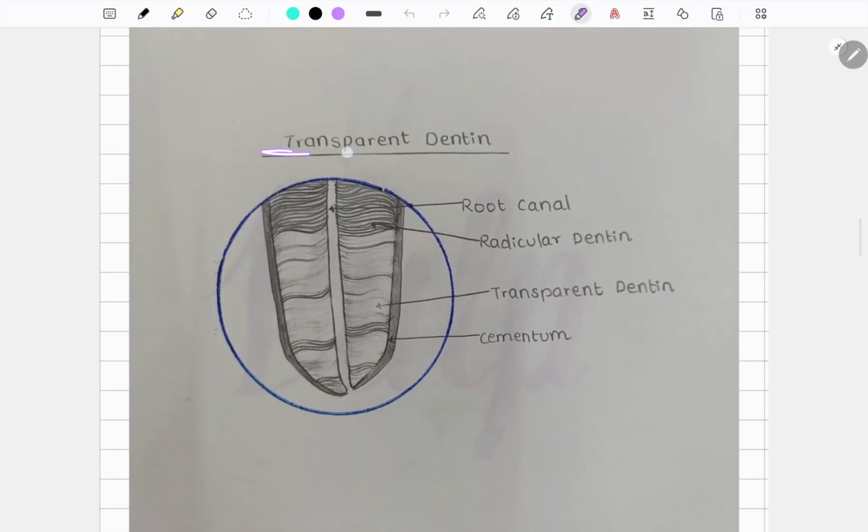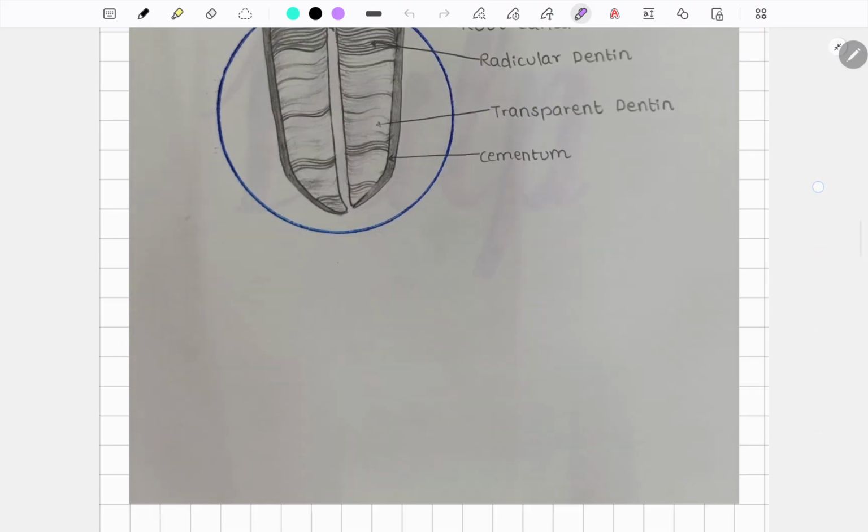Moving on to next, transparent dentine. This occurs usually in response to age or to an external stimulus. This is sclerotic dentine with obliterated dentinal tubules which appear translucent under the microscope. As you can see over here, it appears translucent and appears to be empty, with a white appearance, and transparent dentine. Therefore, this is known as transparent dentine. As you can see, this is the root canal, this is the radicular dentine. Over here, the dentine is not visible. So this is the transparent dentine, and this is the layer of the cementum.